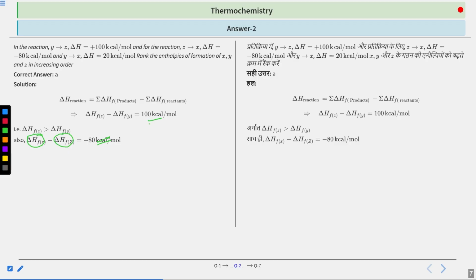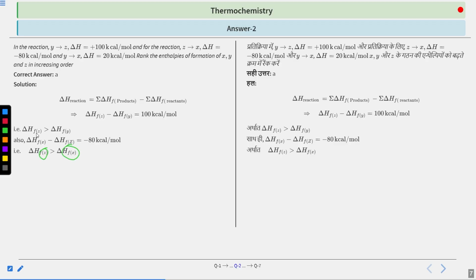Now in this equation we can see that upon subtracting, the formation of y from z gives us a positive value. What does this mean? This means that y is smaller than z, then only this value is positive. So we have written simply that delta H formation for z is greater than y. This is deduced from this equation. Now from this equation it is very clear that z is greater than x. So z is greater than x.